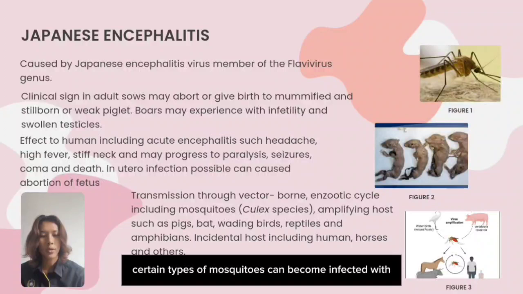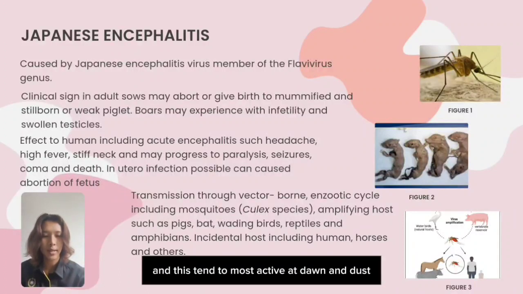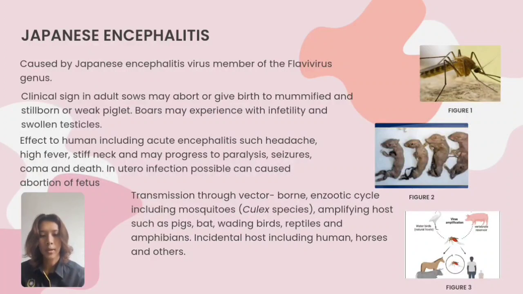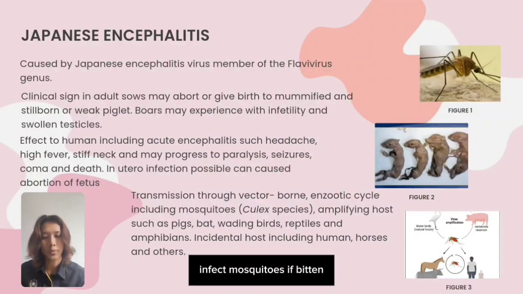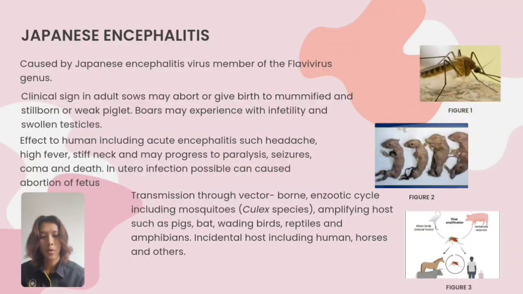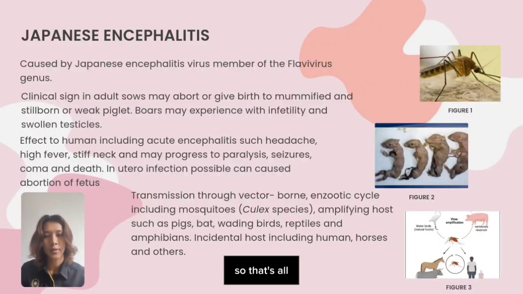Certain types of mosquitoes can become infected with JE virus, such as Culex species, and these tend to be most active at dawn and dusk. Pigs with the infection do not transmit the infection to other animals, but may infect mosquitoes if bitten while they still have the virus in their blood. So that's all.